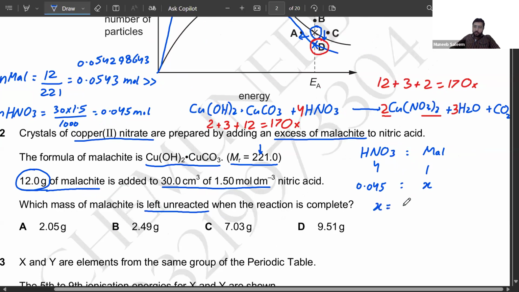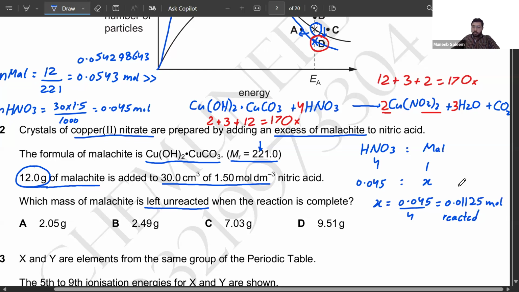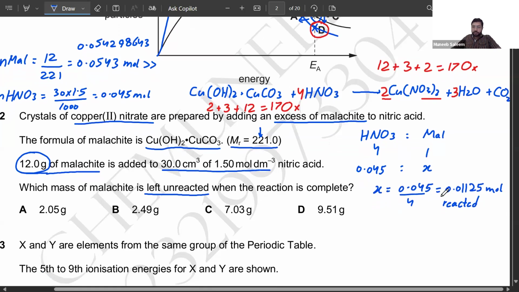So X would be 0.045 divided by 4. The answer for this will be 0.01125 moles. So this is the reacted amount of the malachite which we have calculated here.